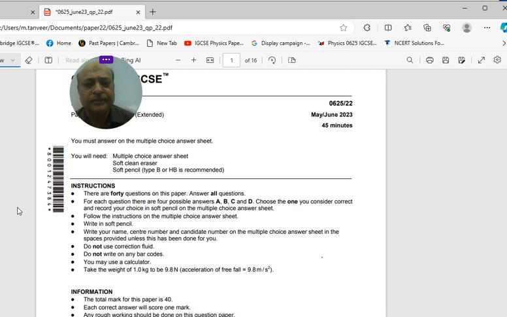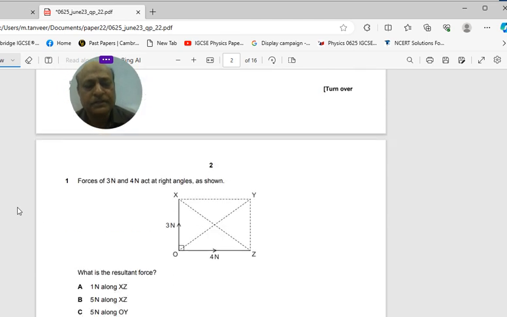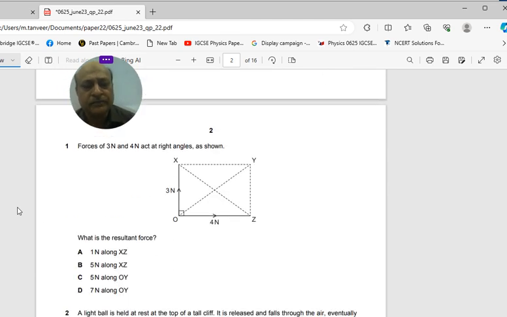Today we will solve paper 22 of 0625 IGCSE Physics, May-June 2023. So the first question is: forces of 3 Newton and 4 Newton act at right angle to each other. What is the resultant of these forces?